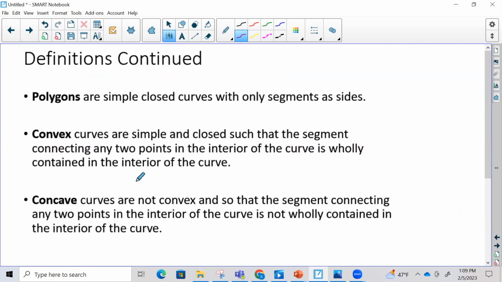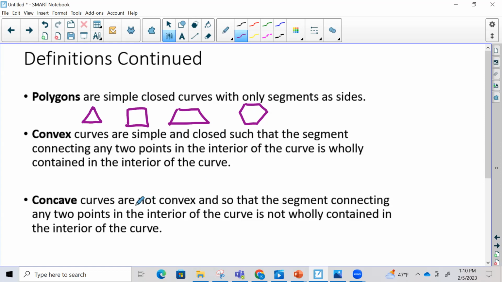So we have all those definitions to work up to the main term that we are going to use in this class, which is polygons. So polygons are simple closed curves with only segments as sides. You know polygons as a triangle or a square or a hexagon and a trapezoid. These are all examples of polygons. Okay, so they're closed. They start and stop at the same point, and they do not intersect themselves anywhere.